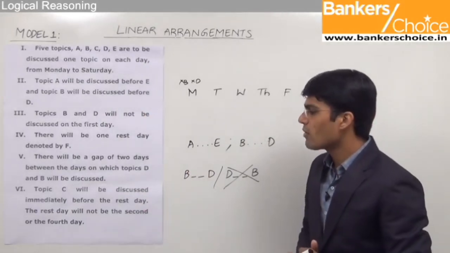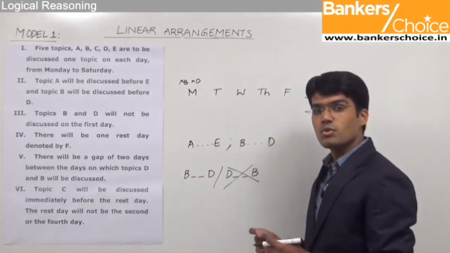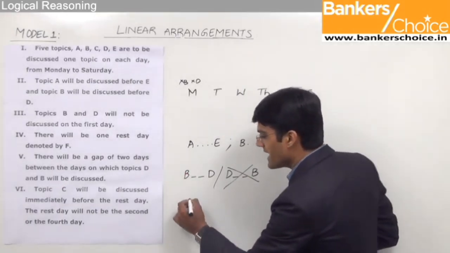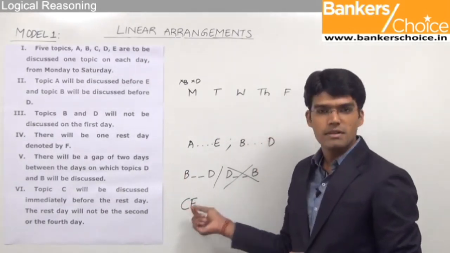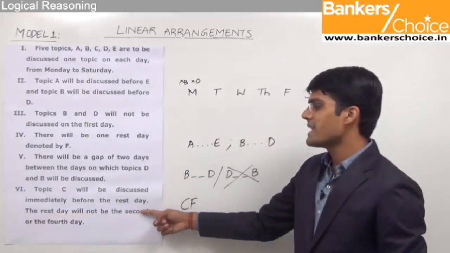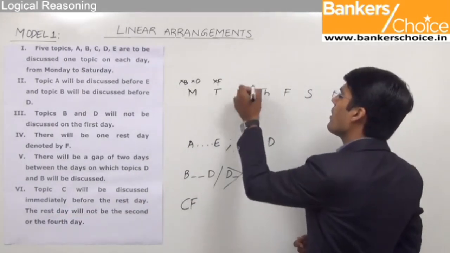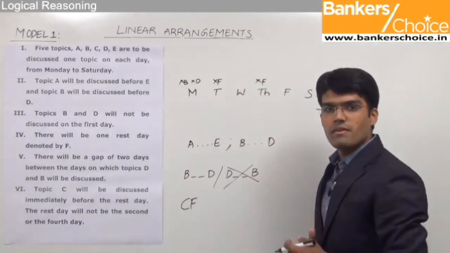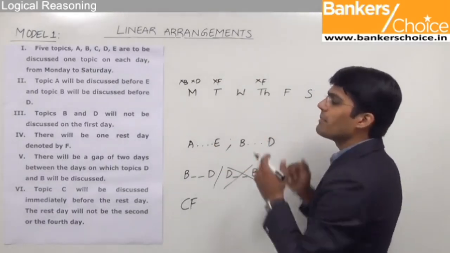And the last point here is topic C will be discussed immediately before the rest day. So topic C should come immediately before F, that is nothing but the rest day. So from this point we can say that C has to come immediately before F. There is not going to be any gap between C and F. And also it says the rest day will not be second or the fourth day. So rest day cannot be second day, that is Tuesday, and it cannot be the fourth day, that is Thursday. So this is the information which we have obtained from the given statements. Now let us try to use this information and complete the arrangement.